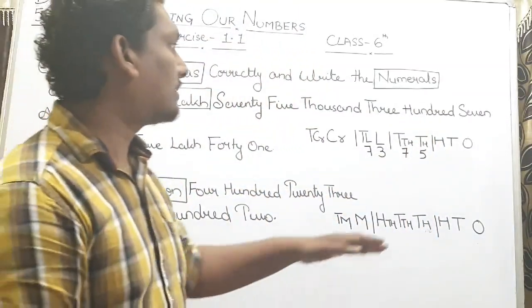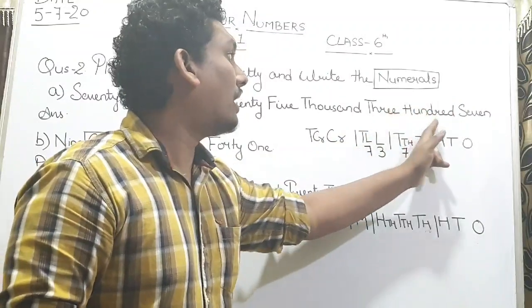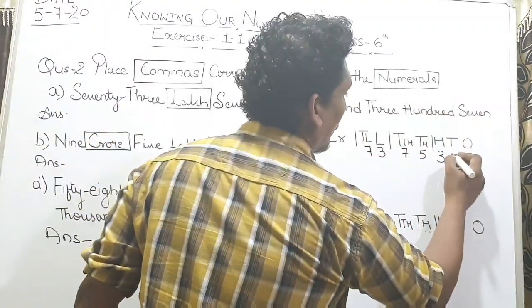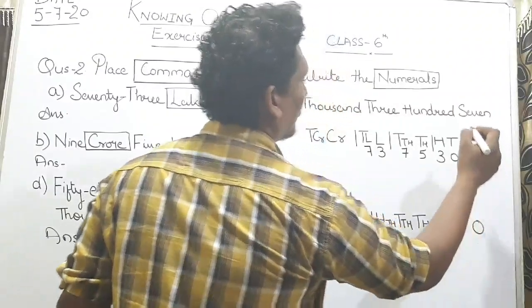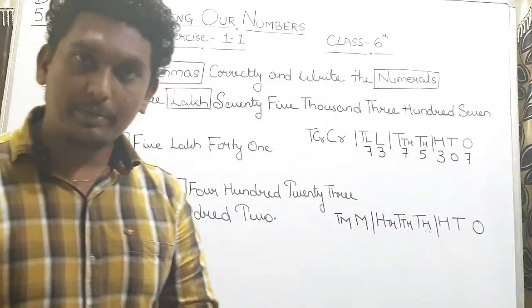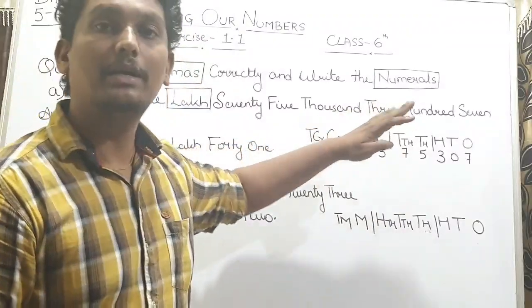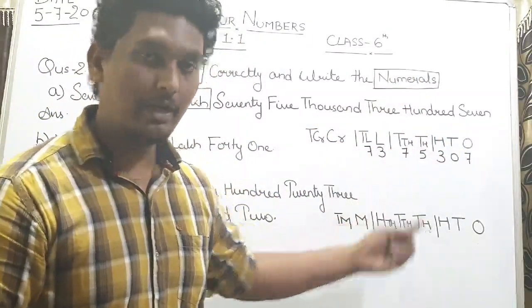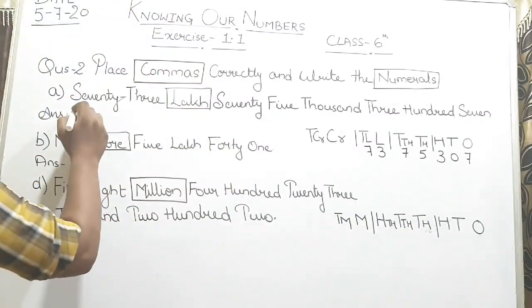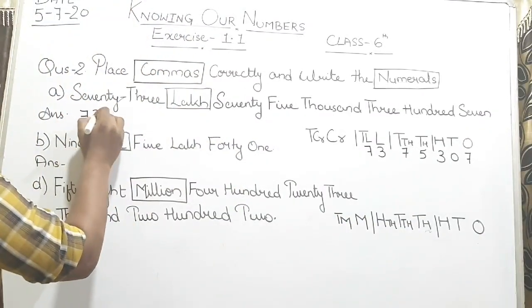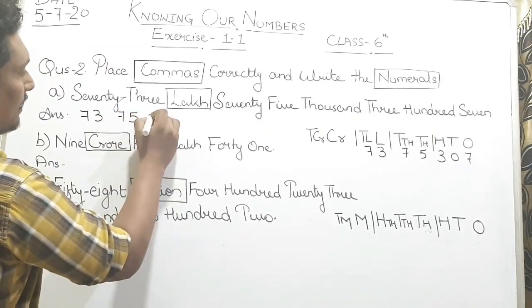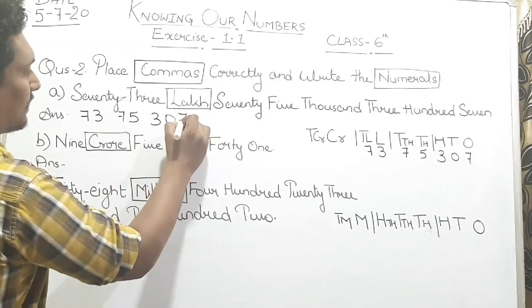Clear? And next is 307. So without any mistake, we can write this number correctly in correct place order form. Okay, so the final answer is 73, then 75, then 307.